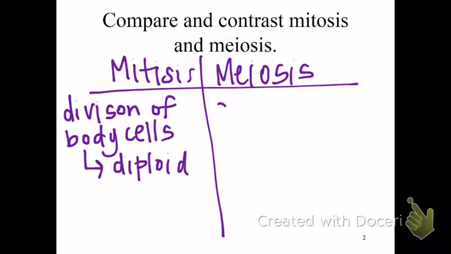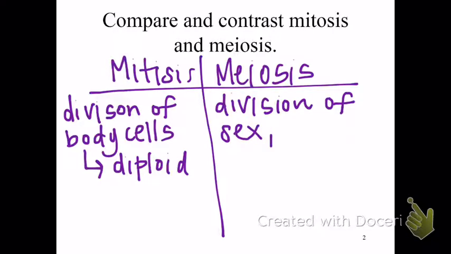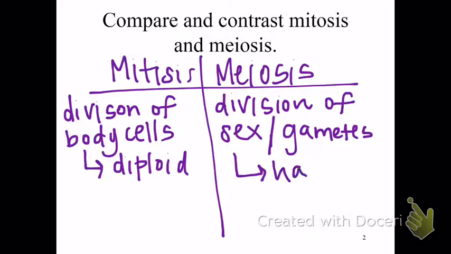Meiosis is the division of sex cells, or another word for sex cells is gametes. Another word for gametes is haploid cells. So let's start with what do these words mean? They're pretty important, diploid versus haploid.